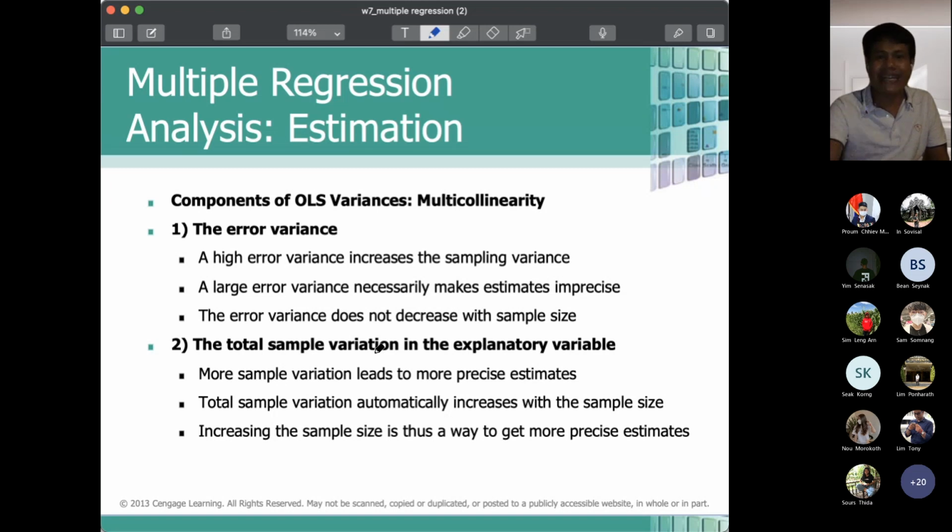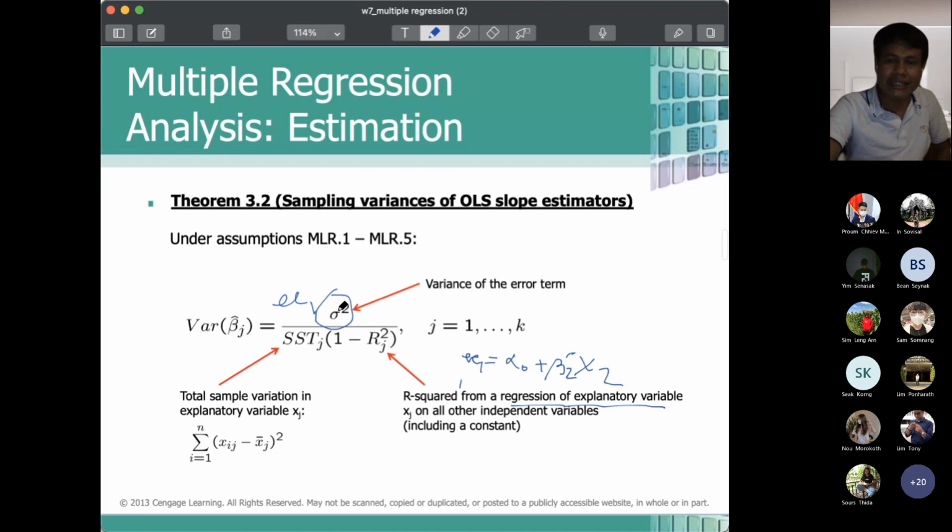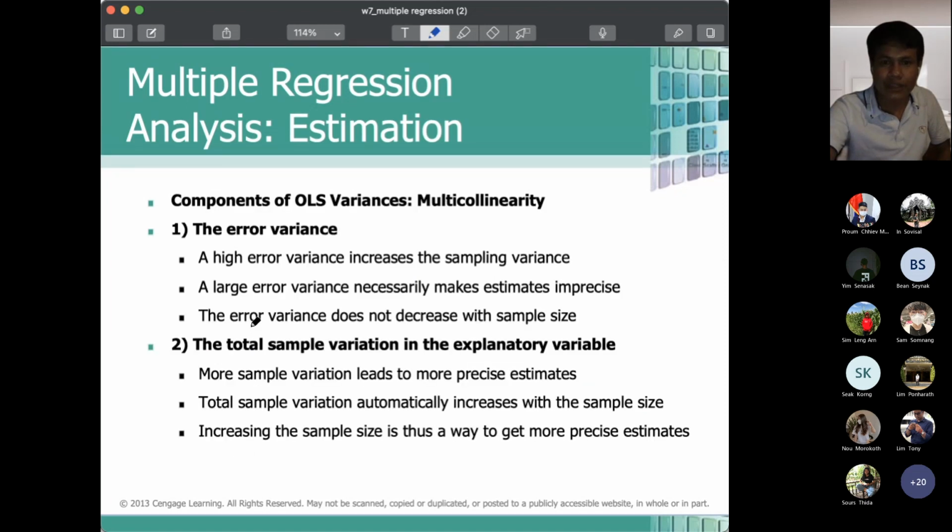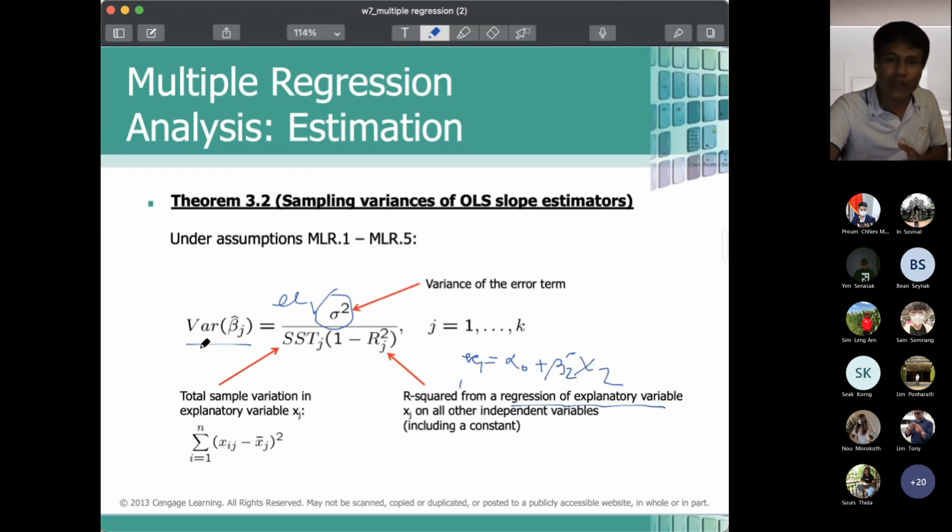Normally a high error variance increases the sampling variance. When you have a large variance of the error term, of course you will have a large sampling variance, that is, a large variance of delta J hat. A large variance necessarily makes the estimate imprecise. When you have a large variance of delta J hat, it means the estimate is imprecise.